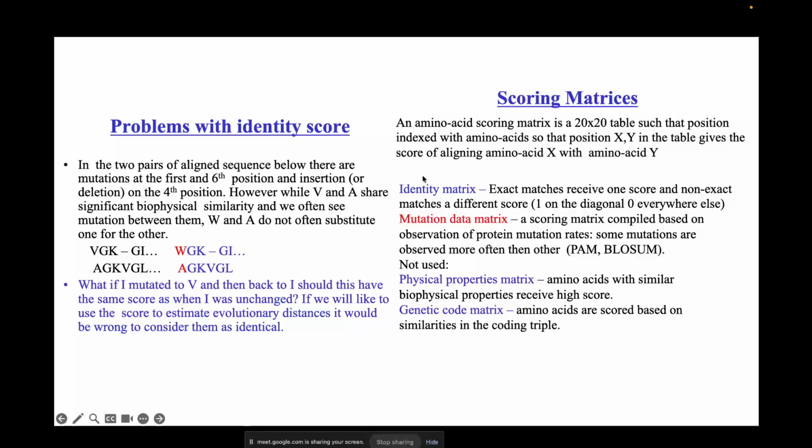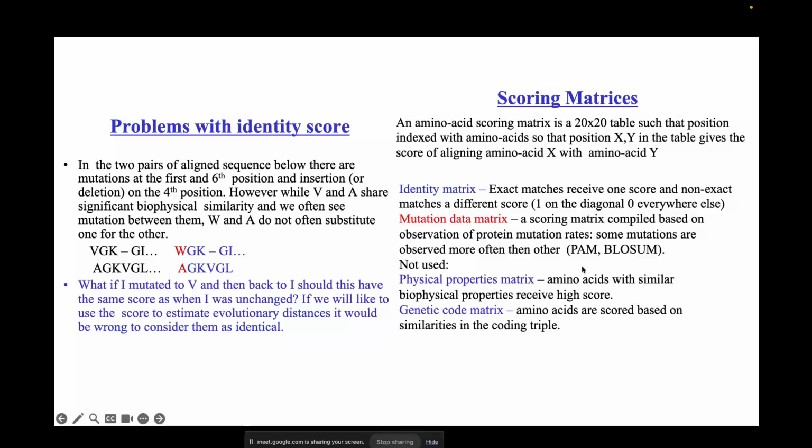You can have an identity matrix where basically exact matches receive one score and non-exact matches receive a different score, or you can have a mutation data matrix, which takes into account what kind of mutation is happening, and according to that, what the score is. A mutation data matrix is a scoring matrix compiled based on observation of protein mutation rates. As I was saying, V to A is a much more frequent mutation, but W to A mutation is not seen. So for this mismatch, you'll have a certain negative score, but for this particular mismatch, you'll have a higher negative score to penalize more.